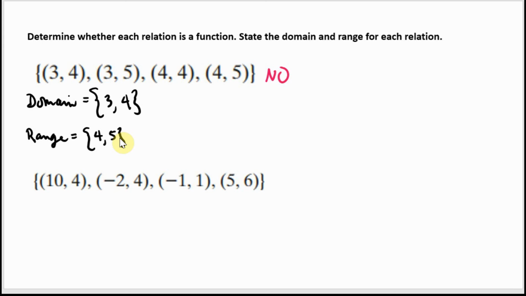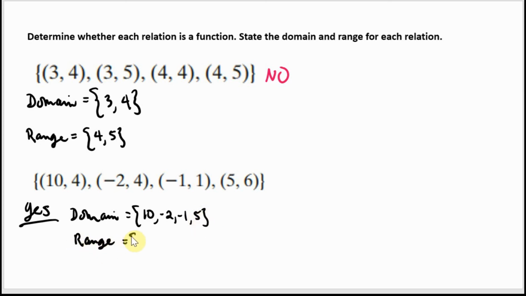All right, what about the next one? Is that a function? Yes. Yep. And so obviously the domain, we get 10, negative 2, negative 1, and 5. And the range, 4, 1, and 6. Is that okay so far? Good.